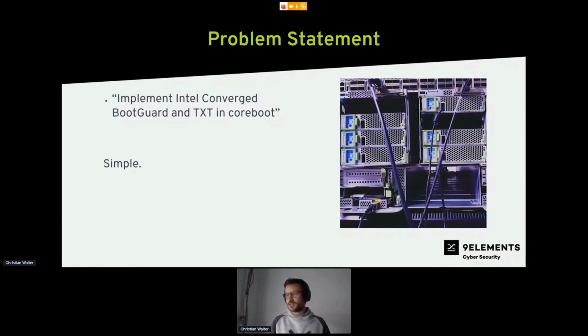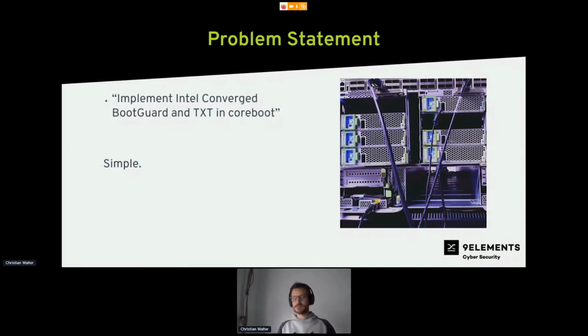What was the problem, or what was it that we actually had to do? My background is that I'm a firmware developer, and I'm also the head of 9elements Cybersecurity, and we're an agency, basically. That means we're doing contract work, right? A customer came to us because we are working quite heavily in the open source firmware world and ecosystem, and are also experts on firmware security. They said, okay, we want Intel Converged BootGuard and TXT implemented in coreboot.